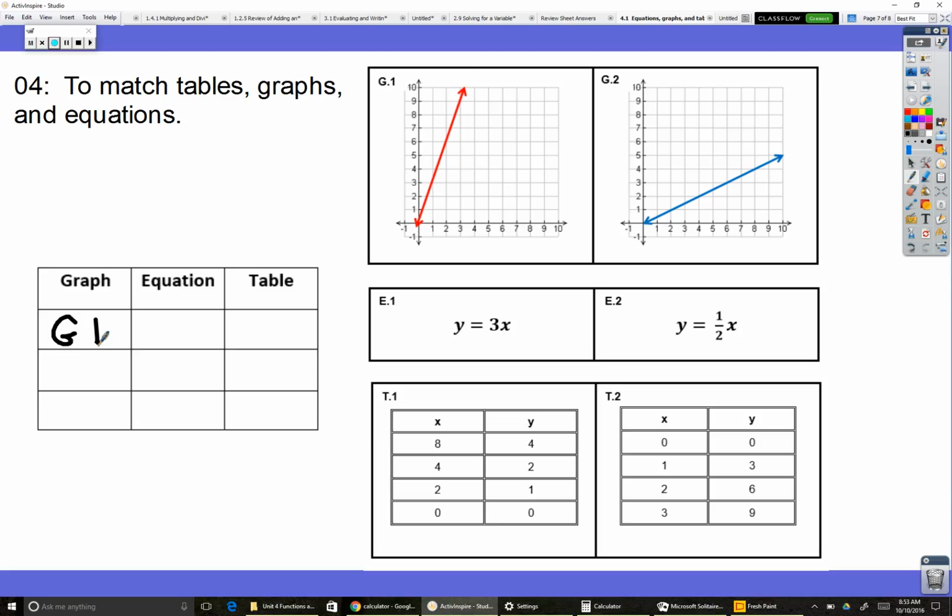Okay, so we have 2 equations listed there. One goes with graph 1, one goes with graph 2. Which equation goes with graph 1? Gabby? Y equals 3x. Okay, so equation 1 goes with graph 1. How did you know that that equation matched that graph?